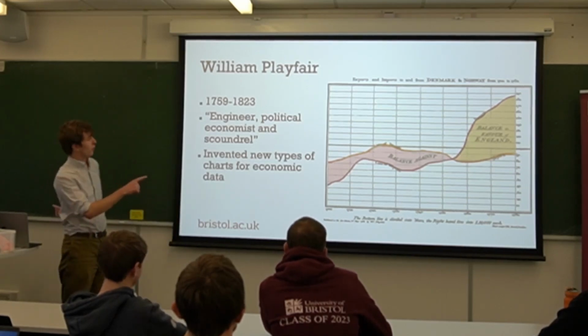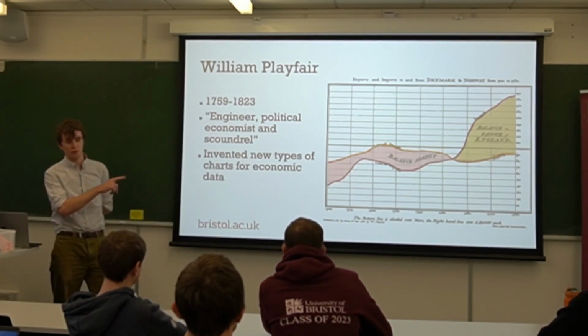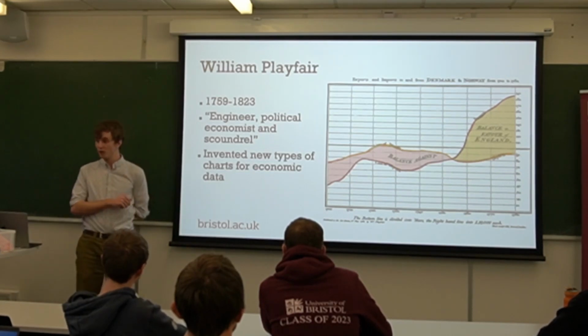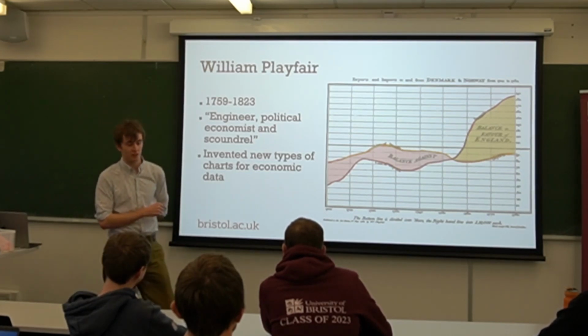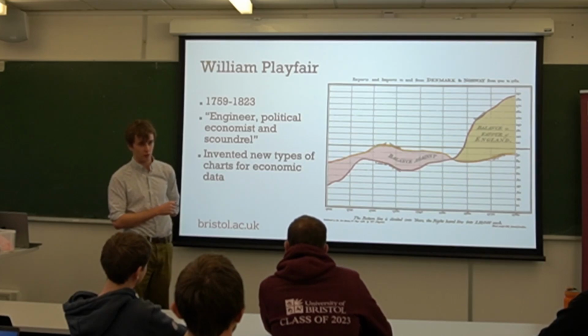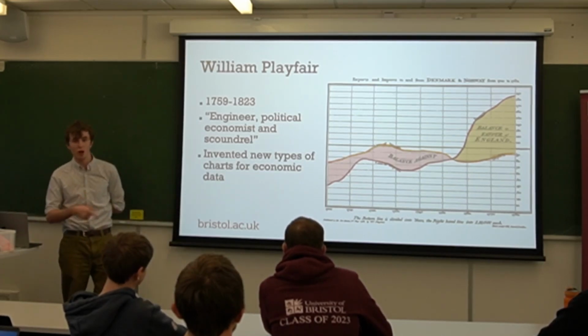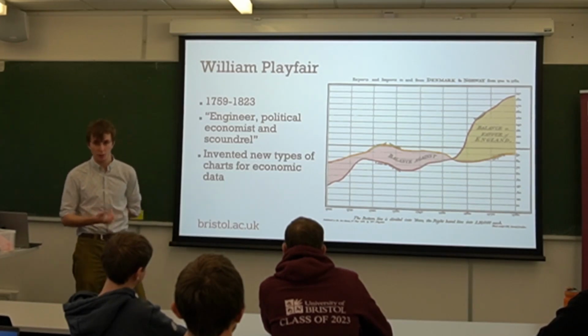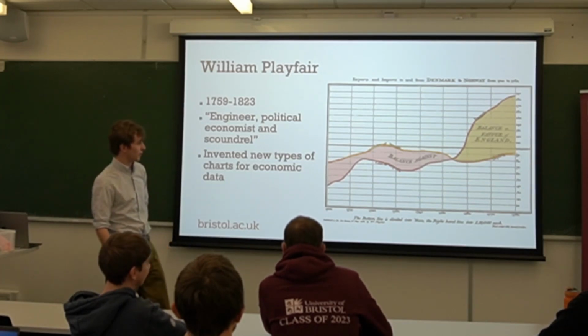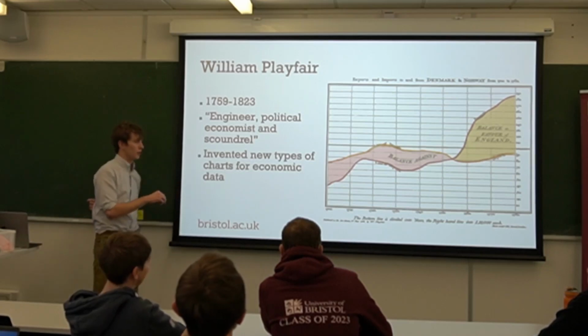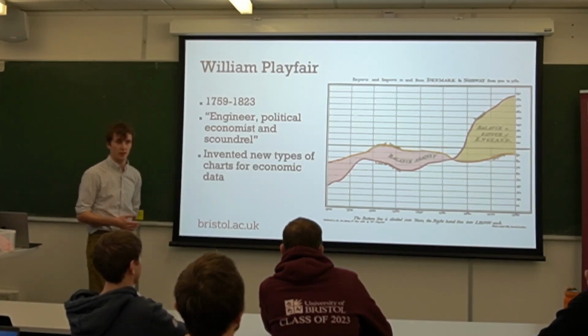Who's described in one biography as an engineer, political economist, and a scoundrel, which is a really fun description. He was originally the assistant to James Watt, who invented the steam engine, and then he went to France to storm the Bastille in the Revolution, and then he came home and just made a lot of graphs trying to argue about deficits and so on.